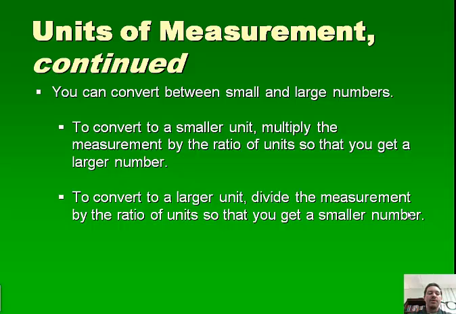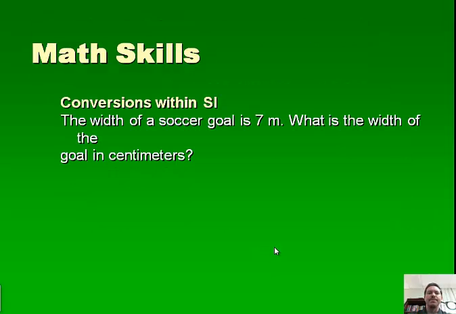The important thing we want to get out of this particular lecture is that we can convert between small and large numbers. In order to convert to a smaller unit, we end up multiplying the measurement by the ratio of units so that we get a larger number. I'm going to talk about this here in a little bit. And then to convert to a larger unit, we divide the measurement, which ends up giving us a smaller number.